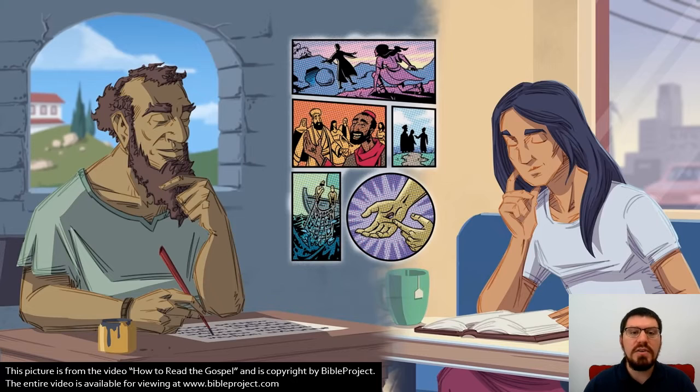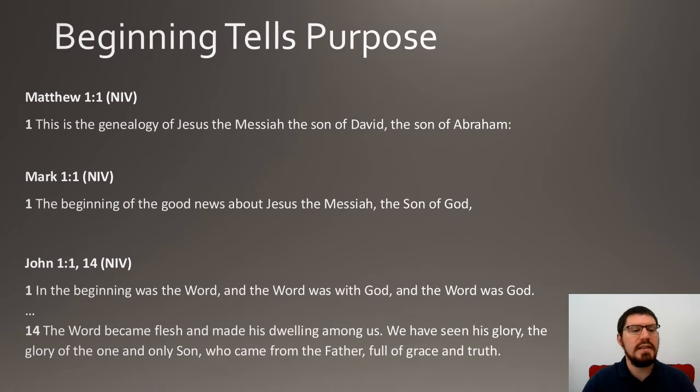Now, the beginning of each one of the Gospels tells us something about the reason that they were written. Let's take a look at those just briefly. If you look at the beginning of Matthew, it says, "This is the genealogy of Jesus, the Messiah, the son of David, son of Abraham." And it goes through with this genealogy. That's why it's often recognized that Matthew is focusing on how Jesus is a man.